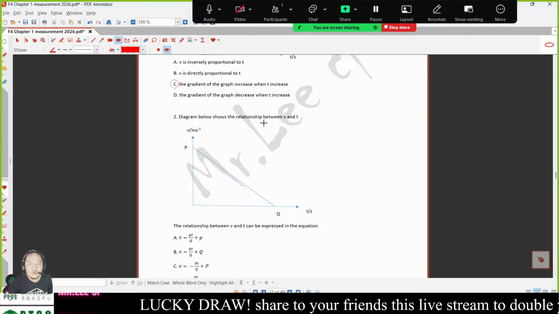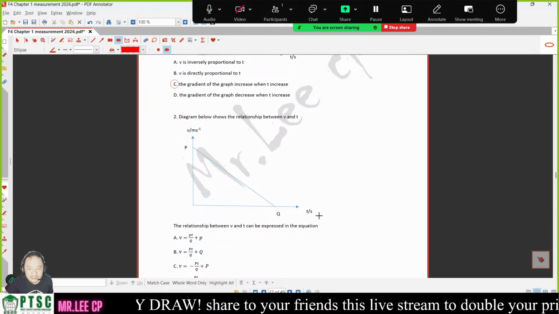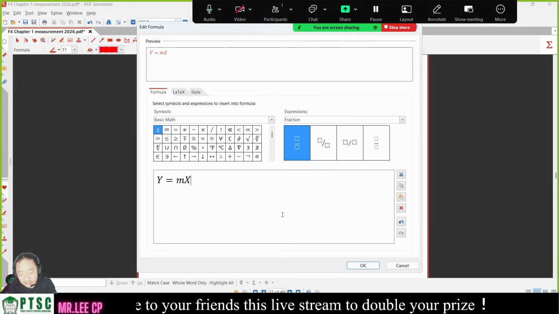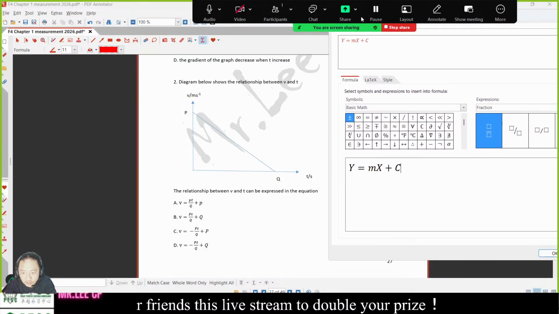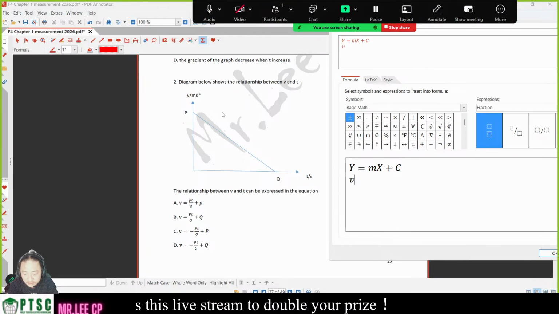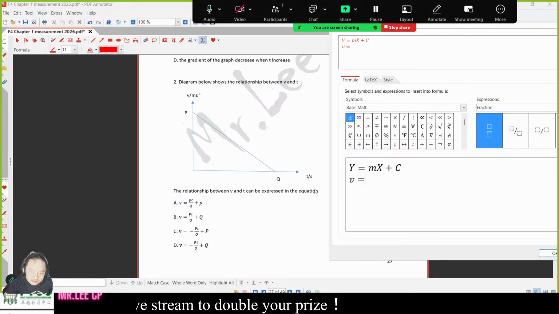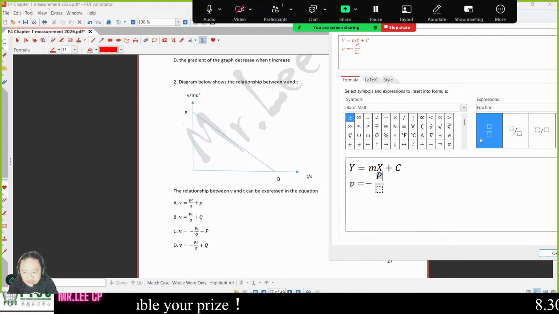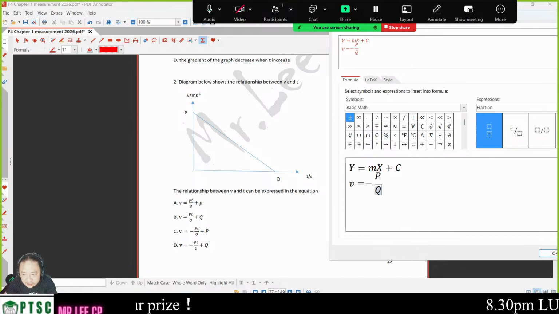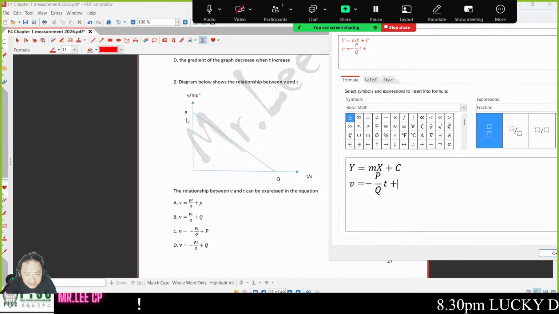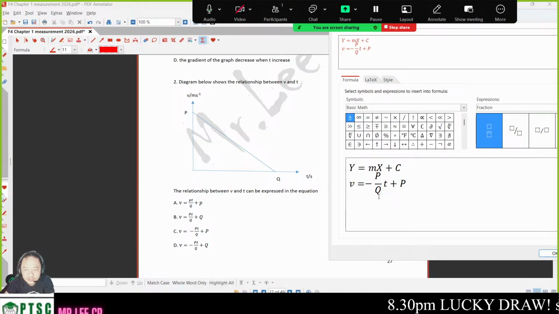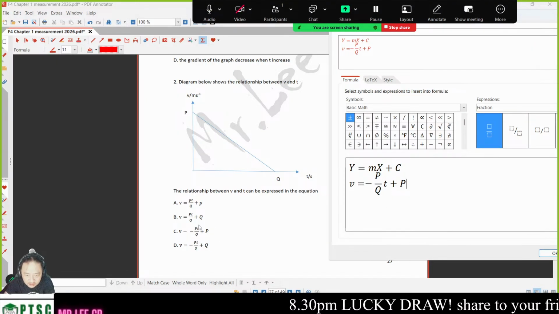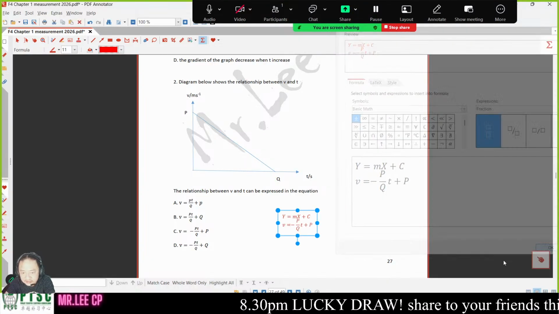Okay, next one. Diagram shows the relationship between V and T. So the relationship between V and T can express in the equation. So this one is y is equal to mx plus c. Right? y is your V. m, the gradient. Here, actually, you want to find the gradient. The gradient is negative. Right? But if you want to find the gradient, it is P divided by Q. y divided by x. x is your T. Plus c. c is your y-intercept. So, V is equal to negative P over Q times T, plus P. Right? T at the top. Answer is C.